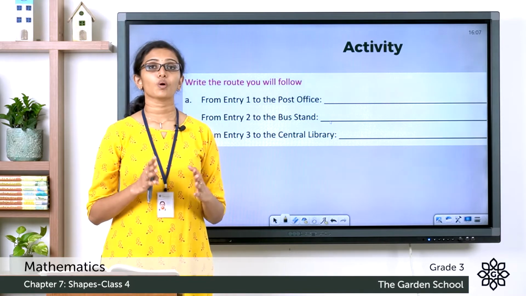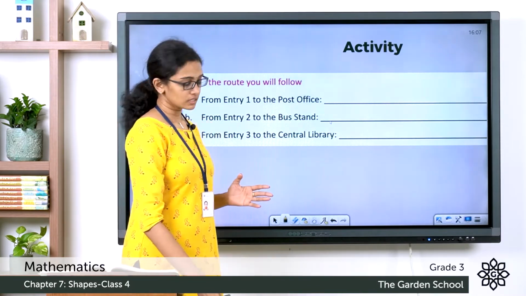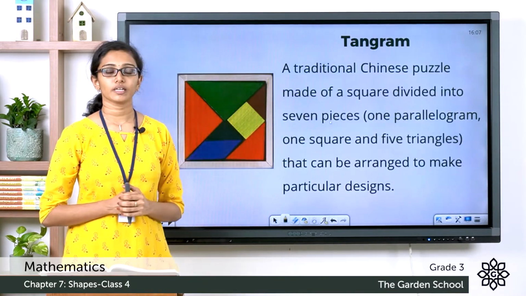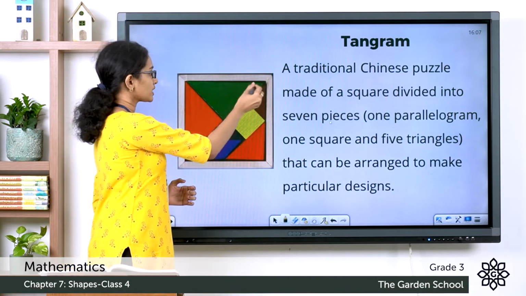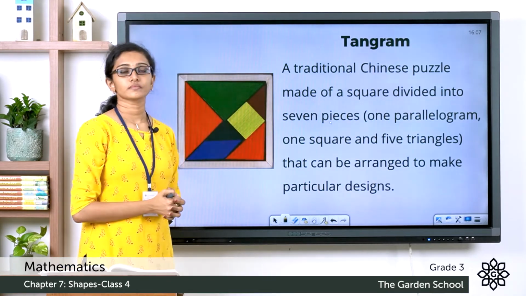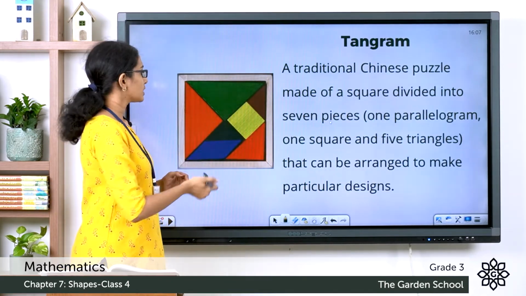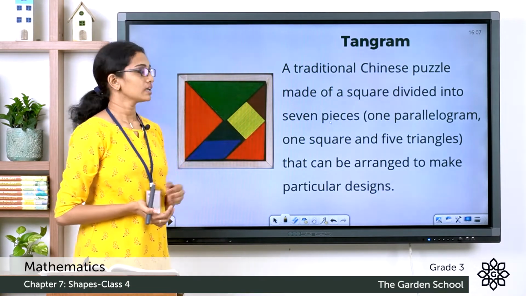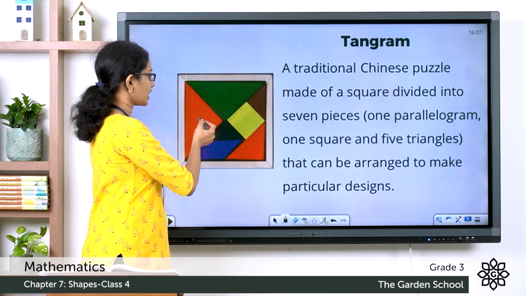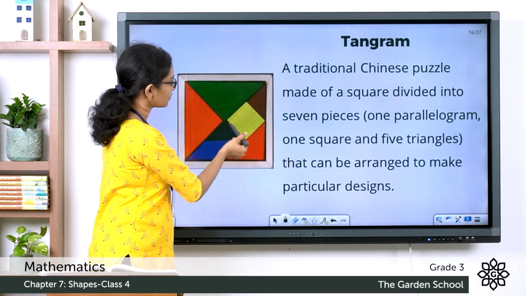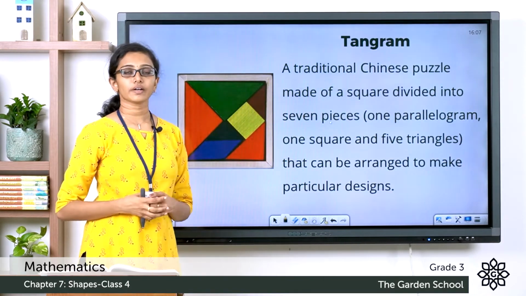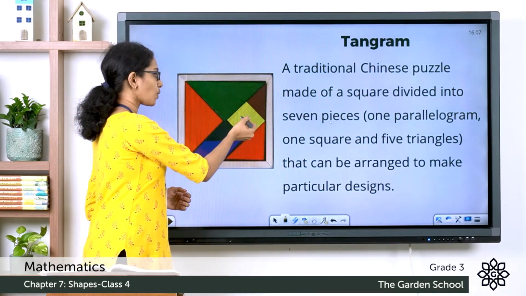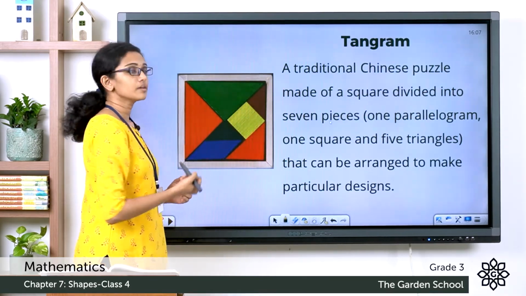Next we will see what is a tangram. You see this picture given here. Altogether, it's a square. And you can see a square here is being divided into different shapes. You can see there are 1, 2, 3, 4, 5 triangles, and there is 1 square and 1 parallelogram.